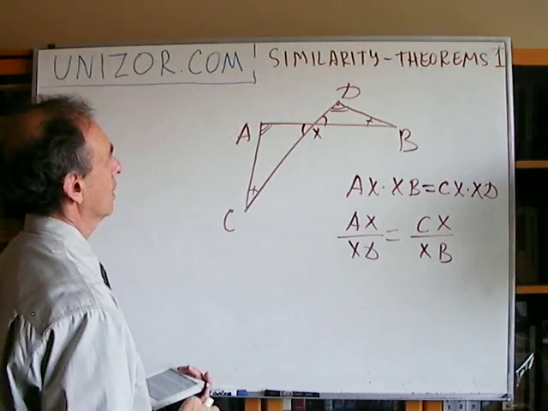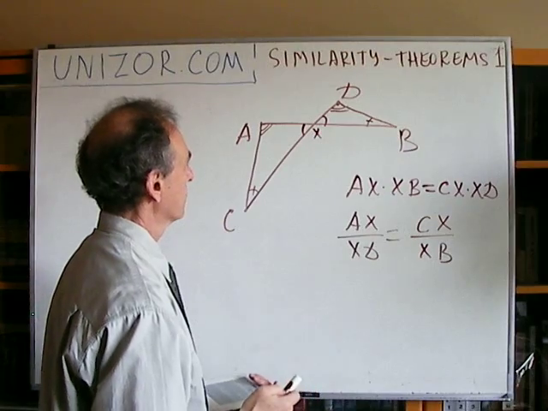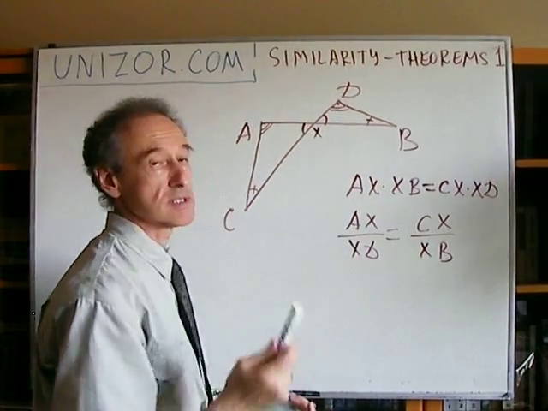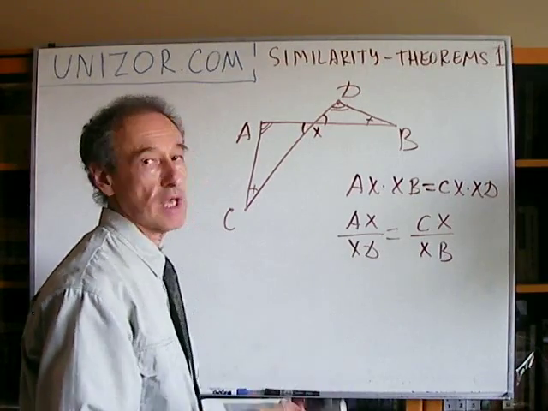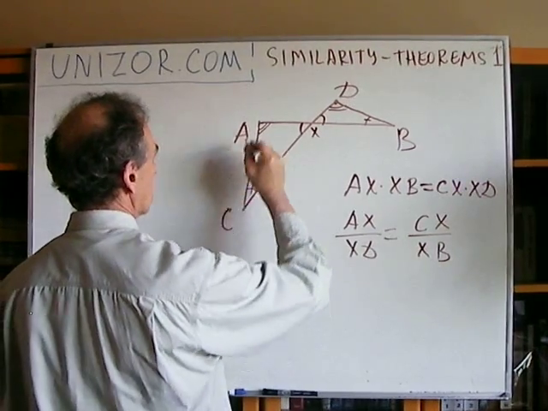Okay. Now, is that sufficient for stating that all four points lie on the same circle? Well, actually, yes, and here is why. Let's have a circle around A, B, and C.